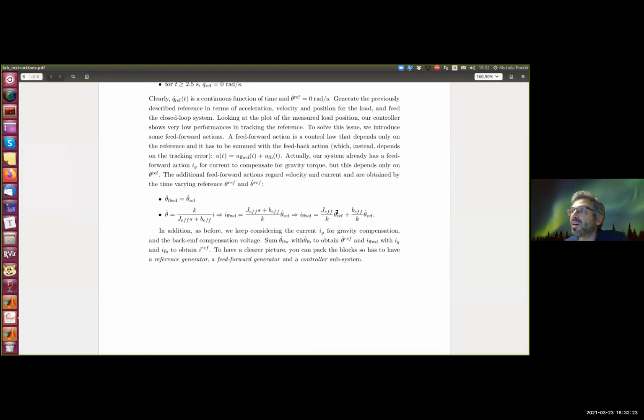So we have terms that depend on the acceleration, which means this is the reference torque that we need to give to drive the load at the reference acceleration, and then we divide this torque by k and we get the current. And this is the friction that we need to compensate to move at the reference velocity. And again, this friction torque, bf times tau f dot, we divide by the motor constant and we get a current.